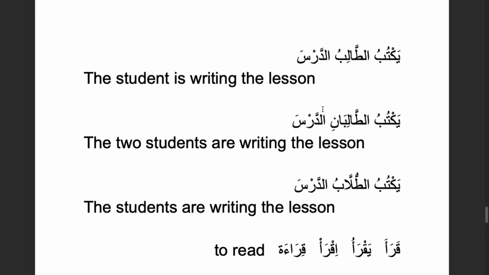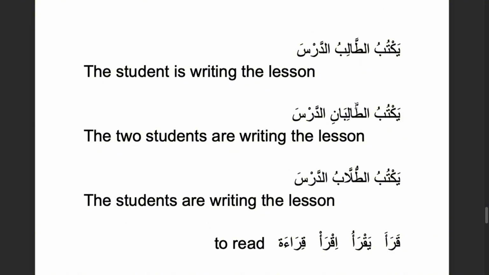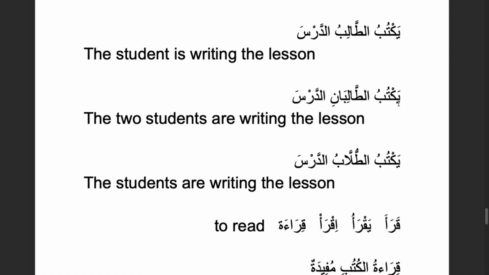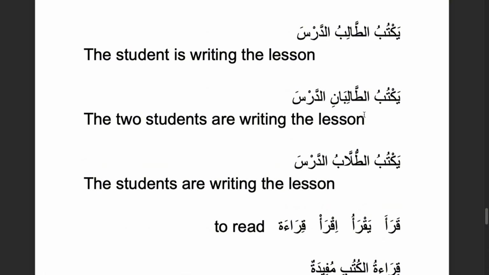The difference between starting with the verb and starting with the noun is that if we start with the verb, then we keep it singular, even if the doer of the verb is dual or plural. So we say yaktubu at-talibani ad-dars. The two students are writing the lesson. Yaktubu at-tullab ad-dars. The students are writing the lesson. Here we have dual and plural, but we've kept the verb singular. So if we start with the verb, we keep it singular.